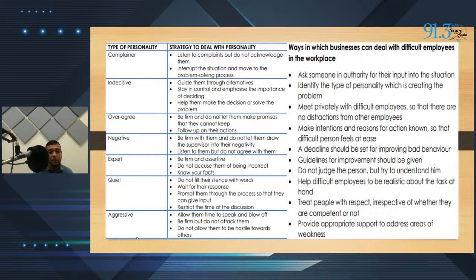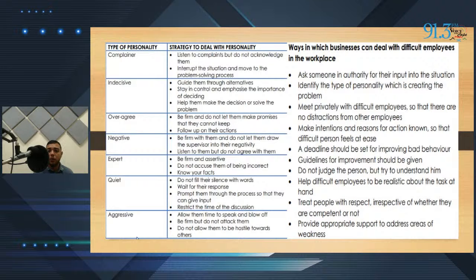We have a quiet person, so do not fill their silence with your words. Wait for the response. Prompt them through the process so that they can give their input. Restrict the time of the discussion. And we have now our last personality, which is an aggressive person. Allow them time to speak and blow off. Be firm, but do not attack them. Do not allow them to be hostile towards others.